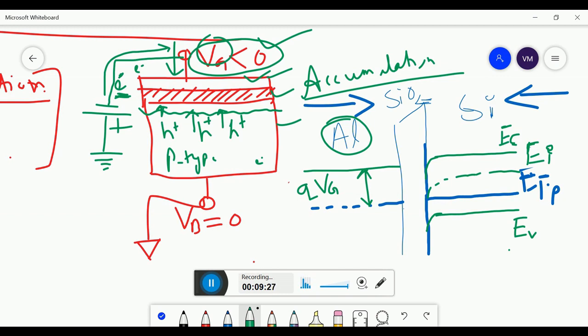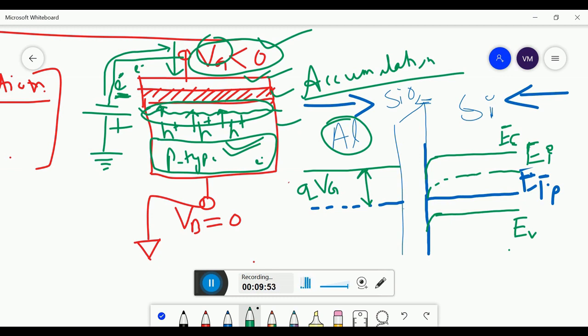Now let us talk about the silicon. What happens inside the silicon? Inside the silicon, more holes appeared here. If you look closely, more holes appeared here. Now what should happen? In the bulk, meaning this p-type substrate, nothing happens.